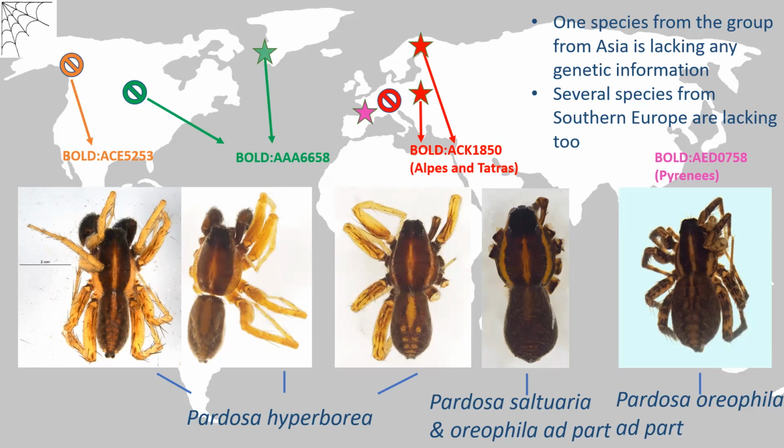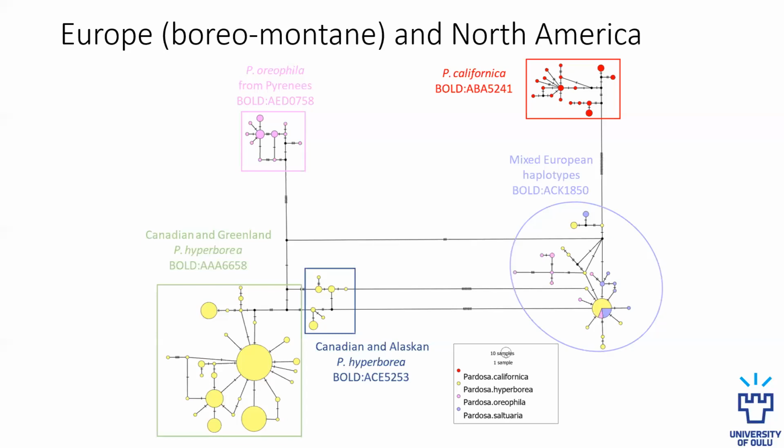And then this Pardoza reaphylla case is more complicated because I don't have enough samples from the Alps, unfortunately. But then you do some analysis with these DNA barcodes again. That's where this mixture is shown very nicely. All yellow is supposed to be Pardoza hyperbarea, right? European Pardoza hyperbarea is mixed up with the Alps and Tatra Mountains.